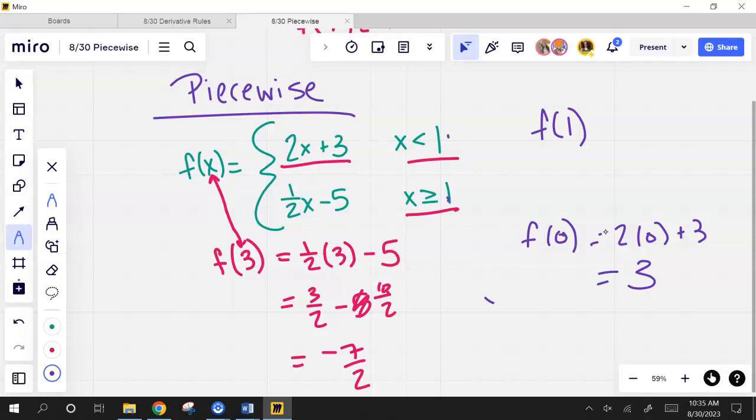Which one did y'all choose? The top equation or the bottom equation? Why? Y'all are so smart. I tried to trick you and it didn't. This is "or equal to," so that means when it is 1, I use this equation. So it's 1/2 times 1 minus 5.